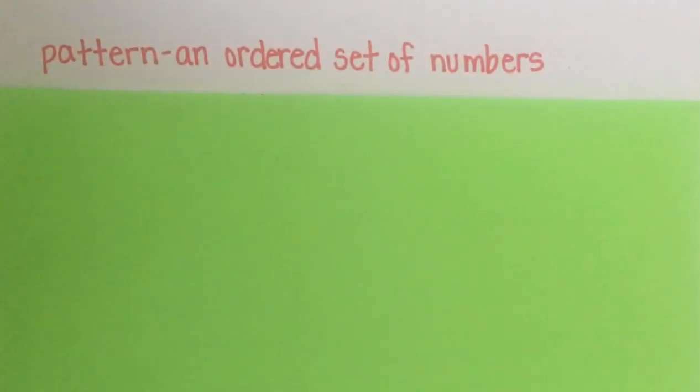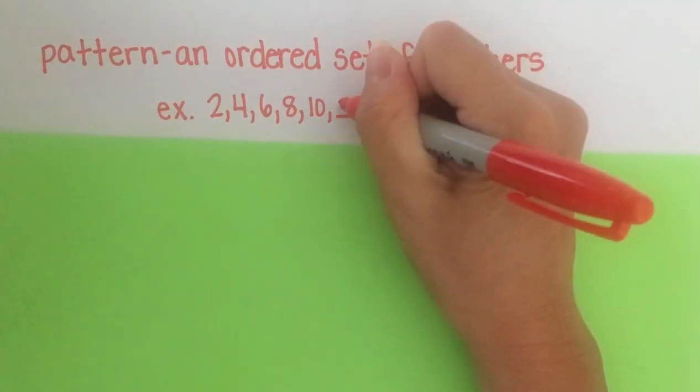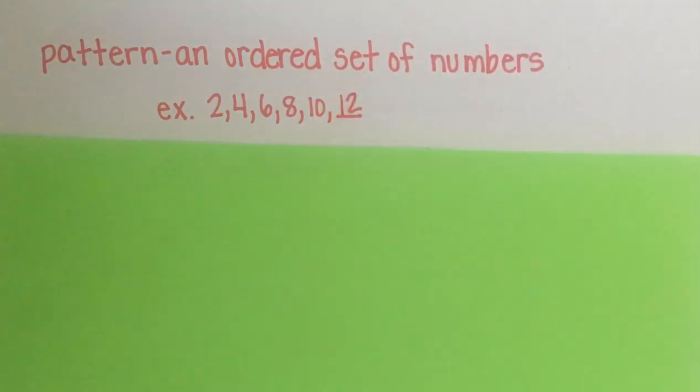We're going to begin today by looking at patterns. A pattern is an ordered set of numbers. Here we're given a set of numbers, 2, 4, 6, 8, 10. What number would come next? If you said 12, you were correct. How do you know? I could say I'm skip counting by 2.